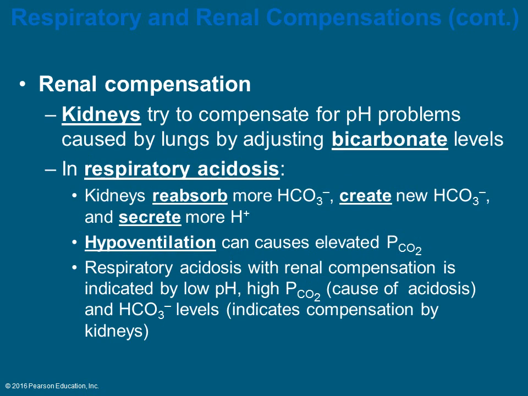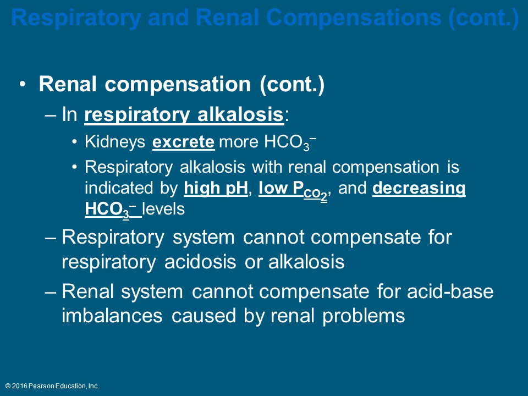Now, the kidneys try to compensate as well. As I said, if there's a respiratory abnormality or dysfunction, they're going to try to adjust the bicarbonate levels. So in respiratory acidosis, the kidneys are going to try to reabsorb more of the bicarbonate. You may end up seeing hypoventilation causes elevated levels of the partial pressure of the carbon dioxide, and so you will see adjustments made. And in respiratory alkalosis, the kidneys are going to excrete more of the bicarbonate ions.